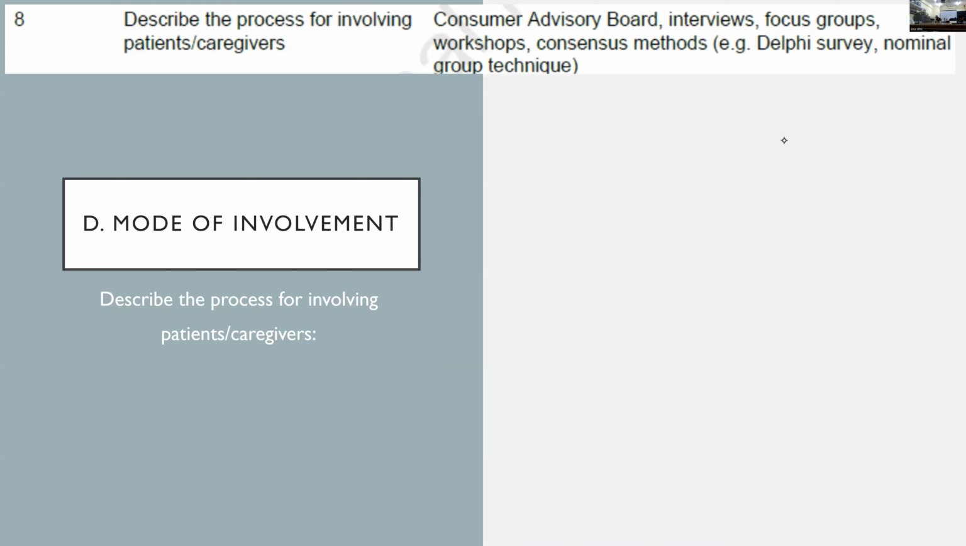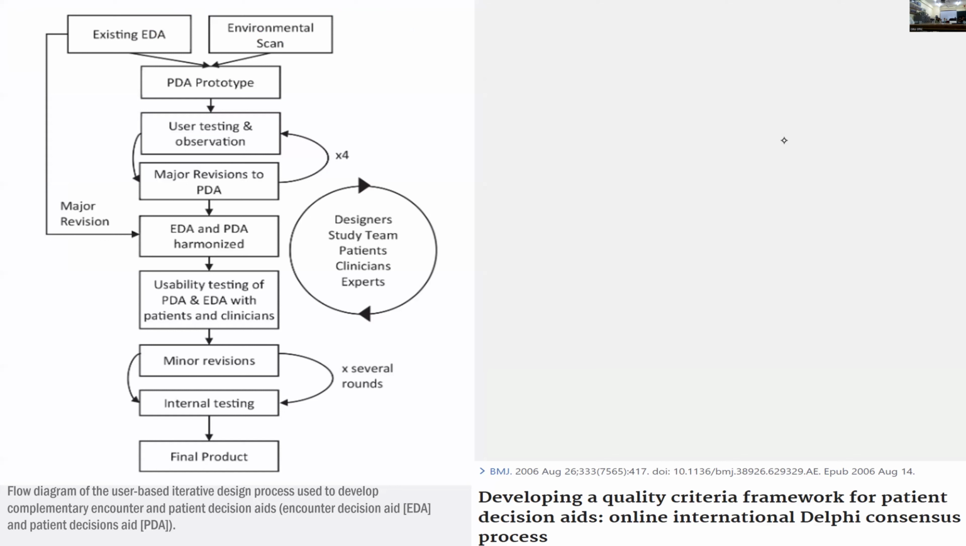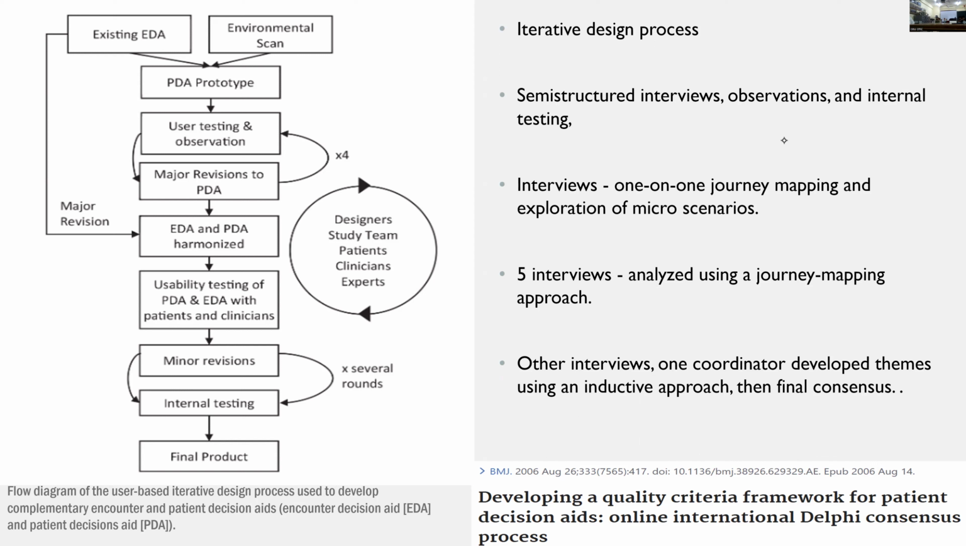The domain D, describe the process for involving the patient and caregivers. This was the flow diagram for the design. They had a team which included patients. They looked at all the existing decision aids, made a prototype, made revisions, did usability testing, and made revisions subsequently. So it was an iterative design process. They had semi-structured interviews, observations, and internal testing. In the interviews, they used a journey mapping approach. And for some of the interviews, they developed themes using an inductive approach.